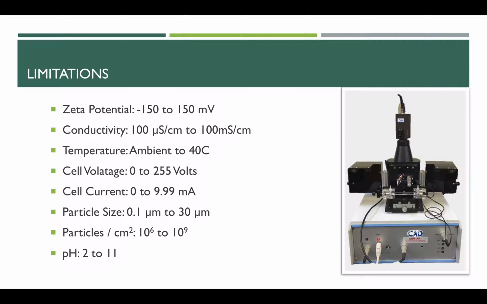Other things to consider when using the ZetaCompact are the limitations of the machine. This machine has the ability to measure zeta potentials from negative 150 to positive 150 millivolts, and has a conductivity range of 100 microsiemens to 100 millisiemens. Furthermore, the colloid must be at room temperature, above and below 40 degrees Celsius, with a pH of 2 to 11. The particles must be between 0.1 and 30 microns in size in order for the ZetaCompact to be able to track the motion, and at a concentration of 10^6 to 10^9 particles per centimeter squared.